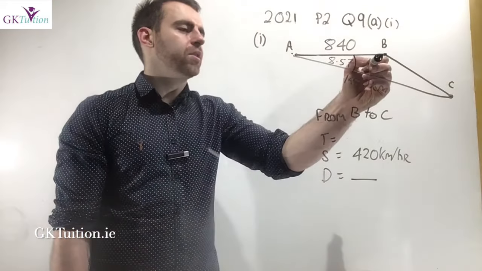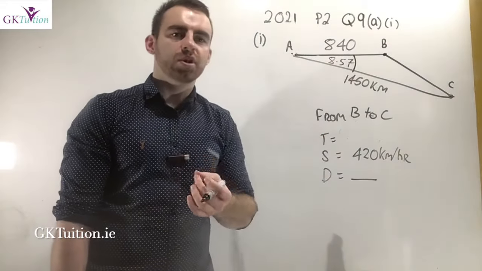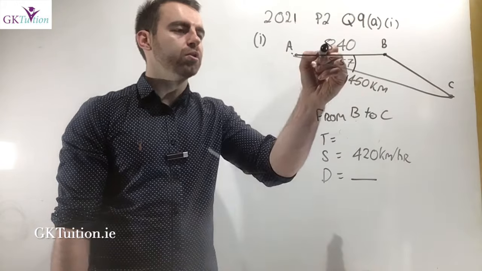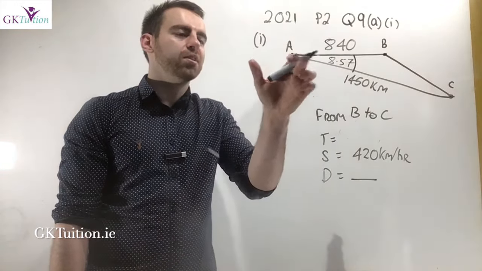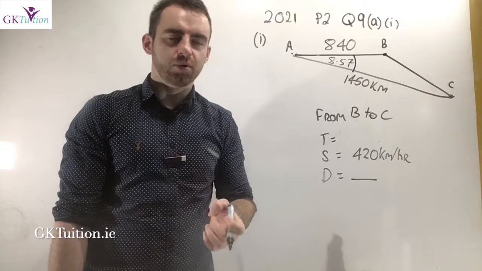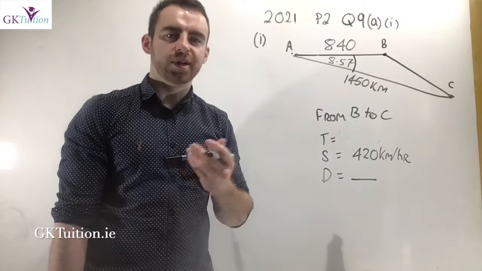In order to work out the distance from B to C here, we're going to use the cosine rule. We know two sides and the angle in between them. It's a non-right angle triangle, so when you have two sides and the angle in between them, you use the cosine rule to work out the other side. So let's do that now.